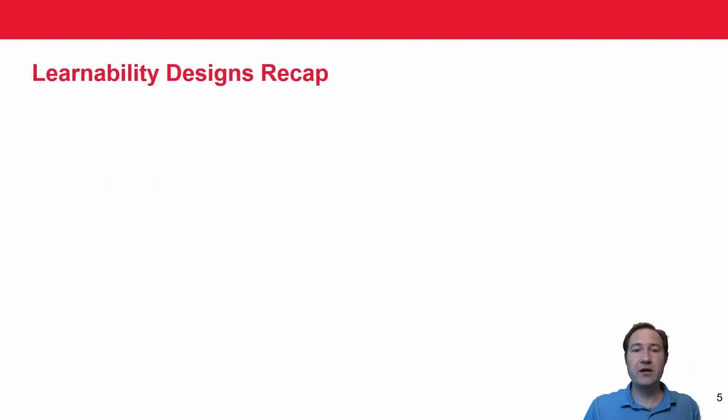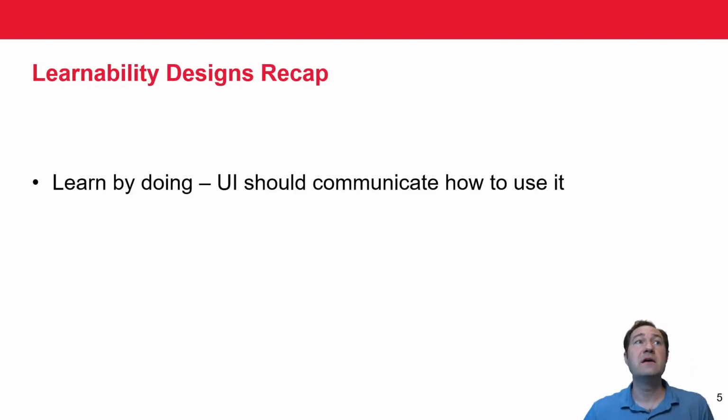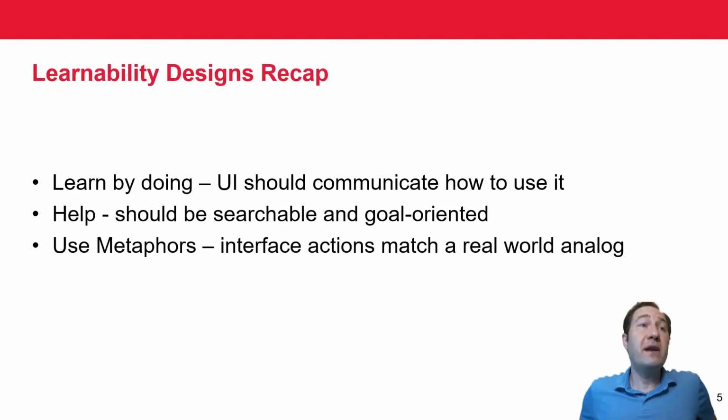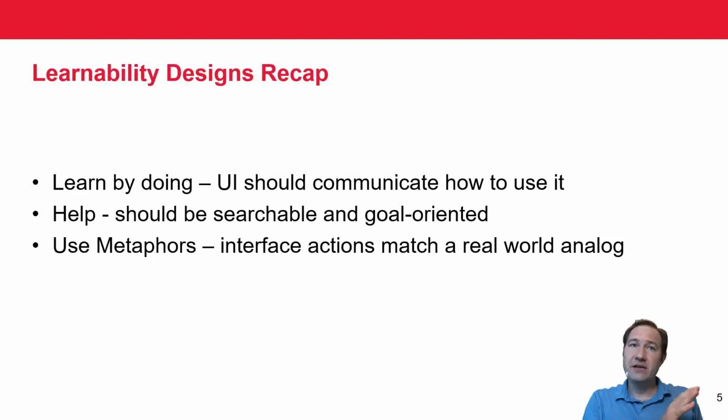So the first one we can talk about is learning by doing, so that the UI should communicate how to use it and allow the user to achieve a goal while also learning to use the system at the same time. That when you provide help, that help should always be searchable and goal-oriented rather than sort of random pop-ups of stuff. That metaphors can be used to improve learnability, where we match the interface actions to a real-world analog.